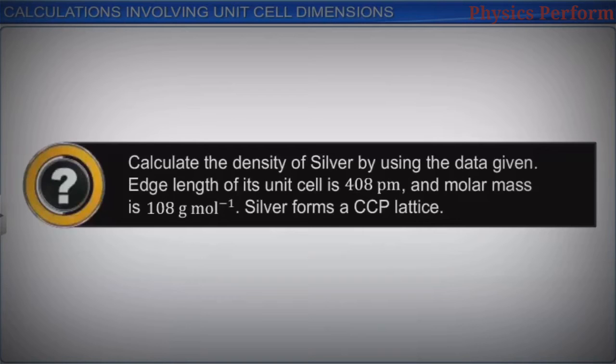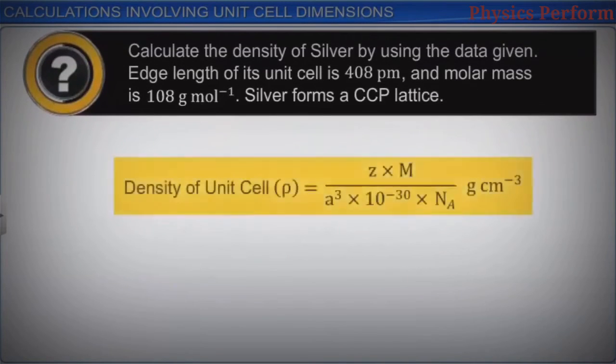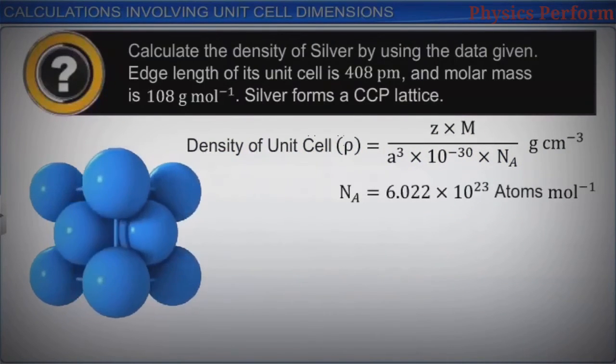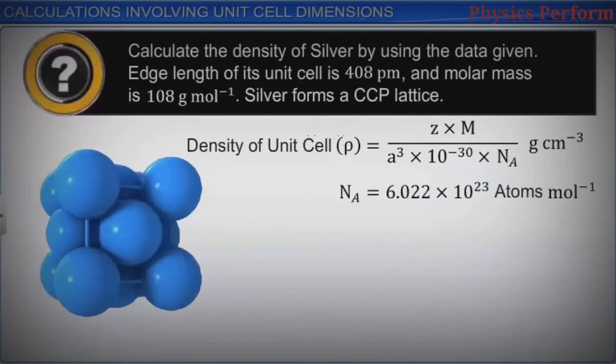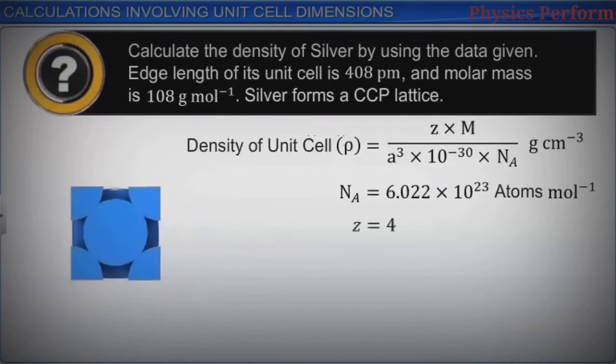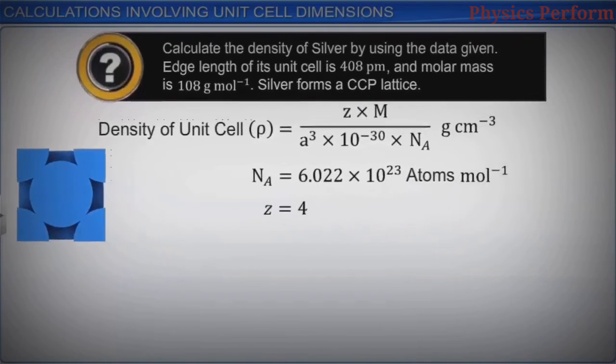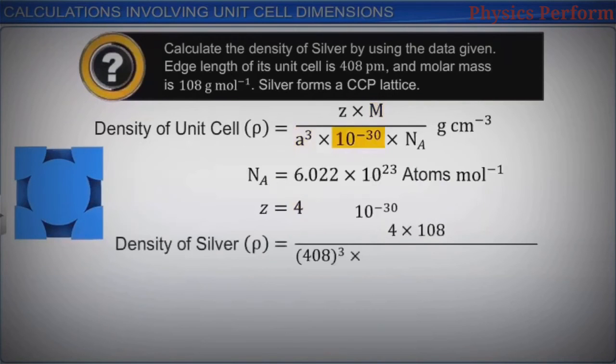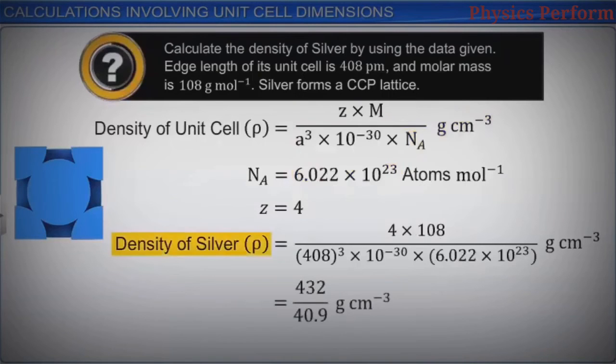You know that ρ is equal to Z into m upon a cube into 10 to the power minus 30 into Avogadro's number grams per cubic centimeter. For a CCP lattice, which is equivalent to an FCC lattice, Z is equal to 4. By substituting the values, we get the density of silver as 10.5 grams per cubic centimeter.